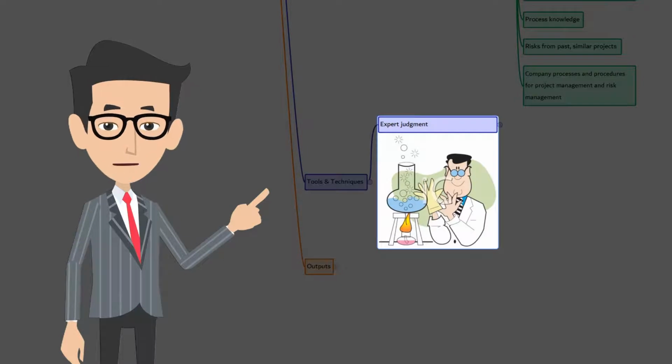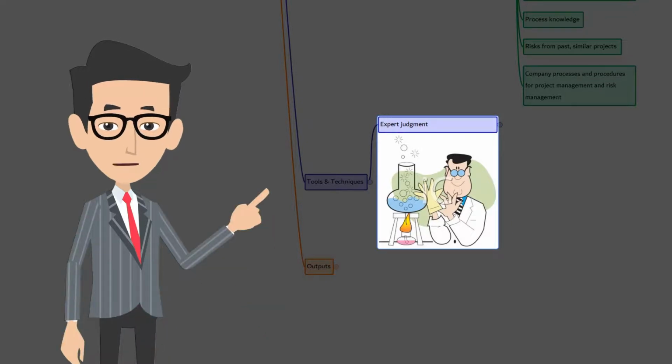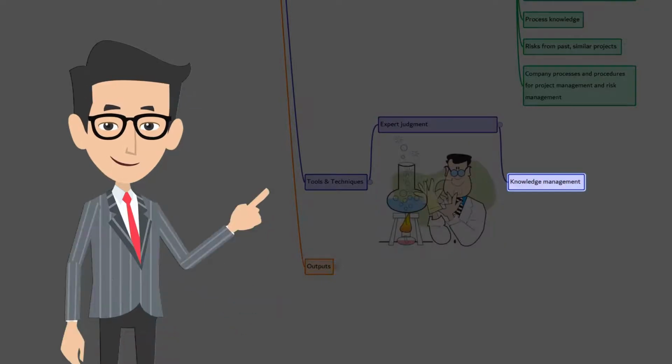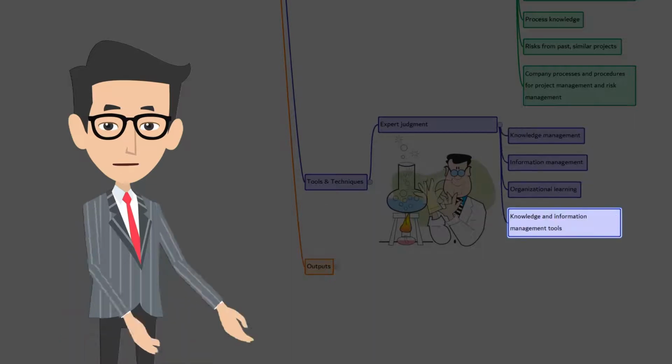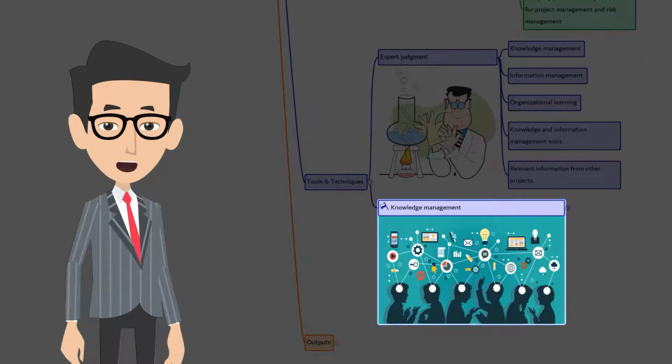The first one is expert judgment. The SMEs are experts with specialized knowledge or training who can be considered for this process, from domains such as knowledge management, information management, organizational learning, knowledge and information management tools, relevant information from other projects. The next tool and technique is knowledge management. Knowledge management connects people so they can work together to create new knowledge and share their integrated knowledge.